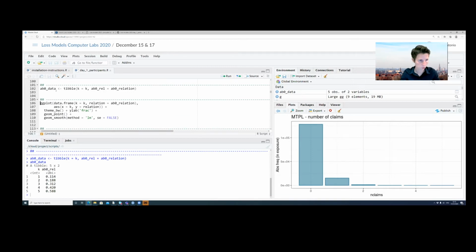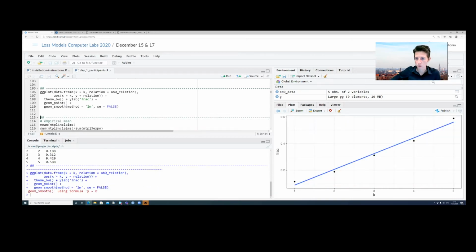And then I'm going to do this ggplot where I say, okay, let's create, I already had the data frame, so I didn't need to create this instruction here. That's a bit redundant. But what I could do then is put on the x-axis the k values, on the y-axis the relation that I calculated. Black and white theme, I add points and I add a smooth line where I'm asking to add the fit from this linear model.